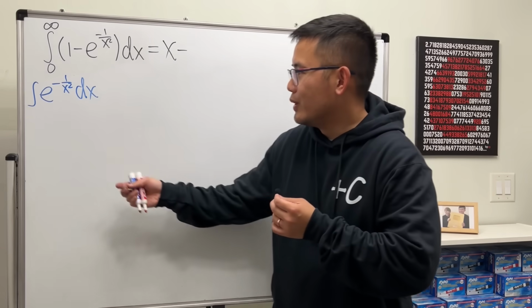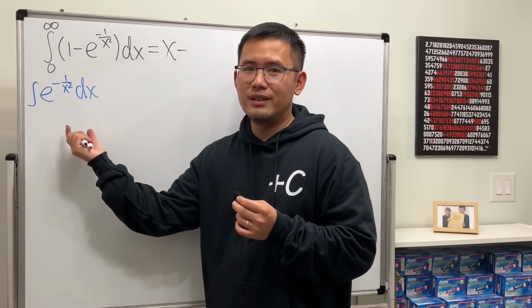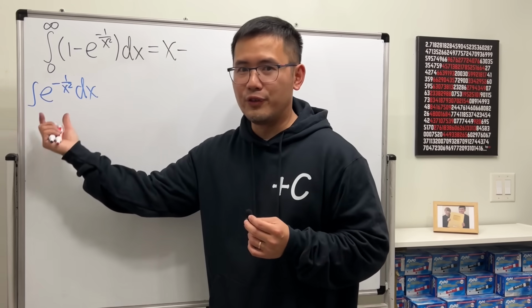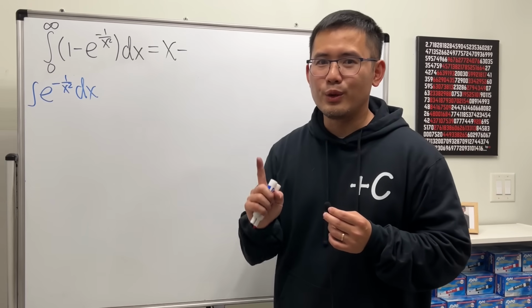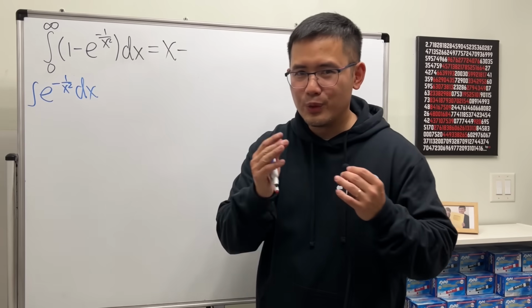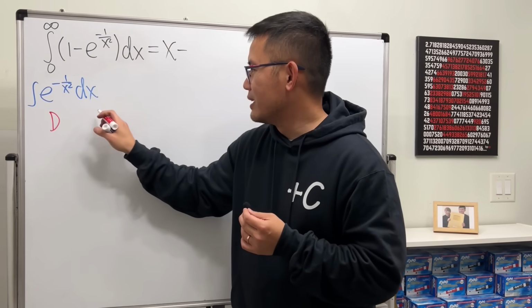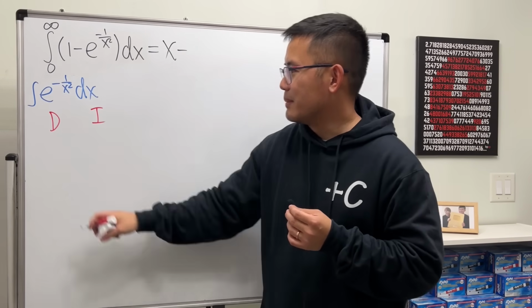Well, as I told you, we are not going to use special functions to integrate this. So what can we do? Why don't we try to differentiate this instead, and then just integrate 1? Yes, differentiate one part, integrate the other: integration by parts. Of course, let's do the DI setup.